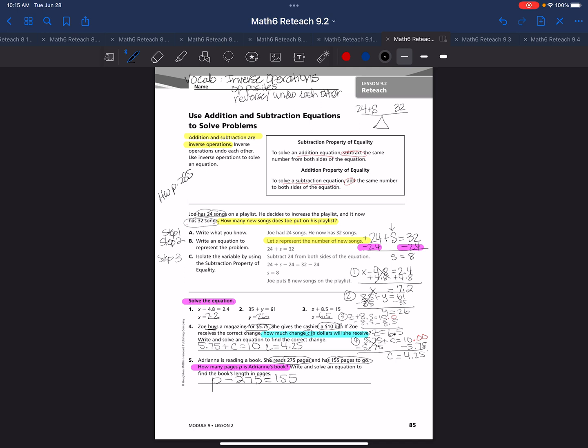This is a subtraction equation, so I need to do the opposite of subtraction, which is addition. So I need to add 275 to both sides, keeping my equation balanced. These are opposites, so negative 275 and a positive 275 undo each other. And then I need to do the addition here. 155 plus 275 is 430. So I know P is 430 pages. This is our lesson for Module 9, Lesson 2 for Grade 6.